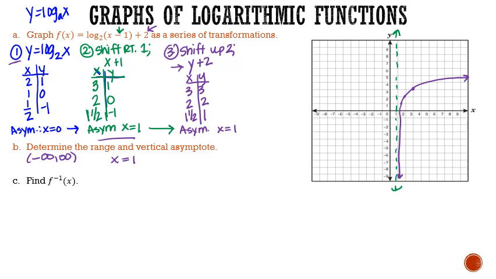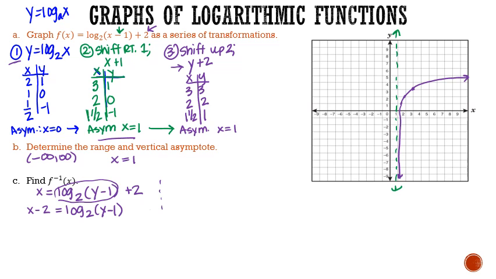Find the inverse function. Okay, so remember to find an inverse function, you switch your x and y. So instead of f of x equals, I'm going to have x equals log base 2 of (y minus 1) plus 2. My goal here is to get the y by itself. The first thing I need to do is get this logarithm part isolated so I can change it into an exponential function. So I'm going to first subtract 2 from both sides. That leaves me with x minus 2 equals log base 2 of (y minus 1).